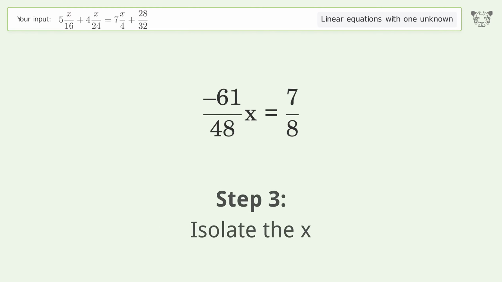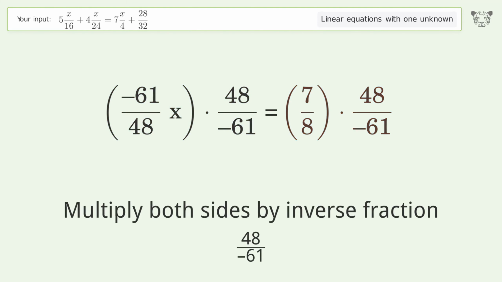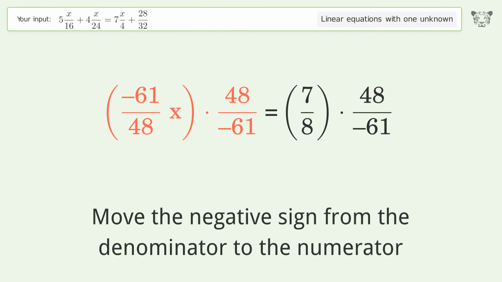Isolate the x. Multiply both sides by the inverse fraction, 48/-61. Move the negative sign from the denominator to the numerator.